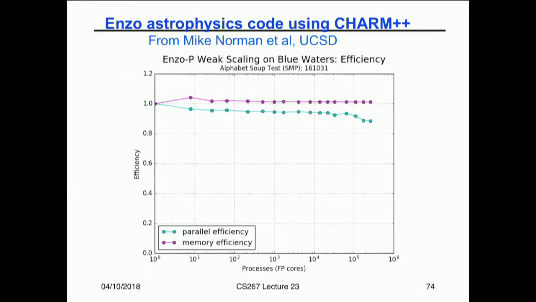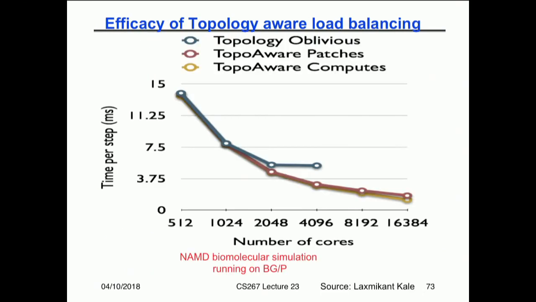Let's see, I didn't realize how many animations here. So they also have looked at keeping topology in mind when you're doing this kind of load balancing, and found that it was actually very important. So there was the topology oblivious algorithm. This is time per step, and you can see that it doesn't get any better as you add more cores. And this is also an impressive number of cores. They're running at 16,000 cores, and this is the NAMD code, and it's running on a Blue Gene P system, probably at Argonne.